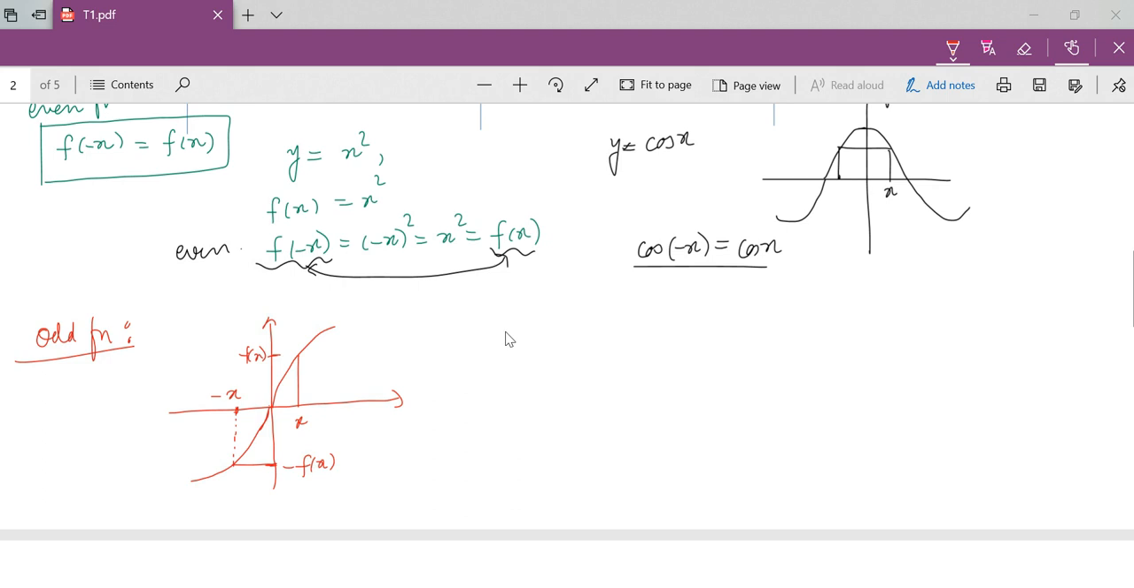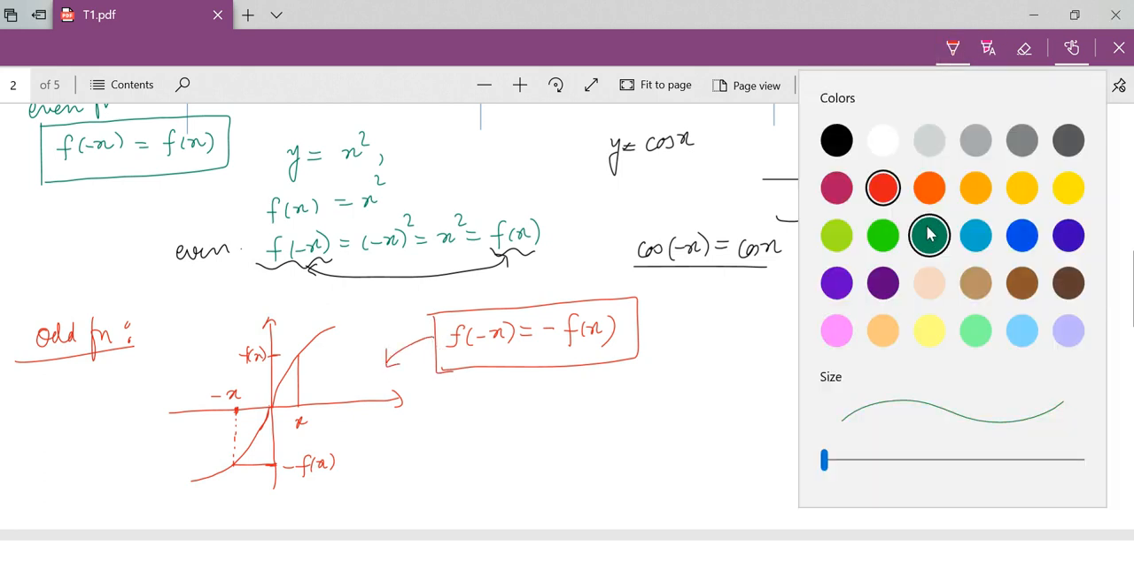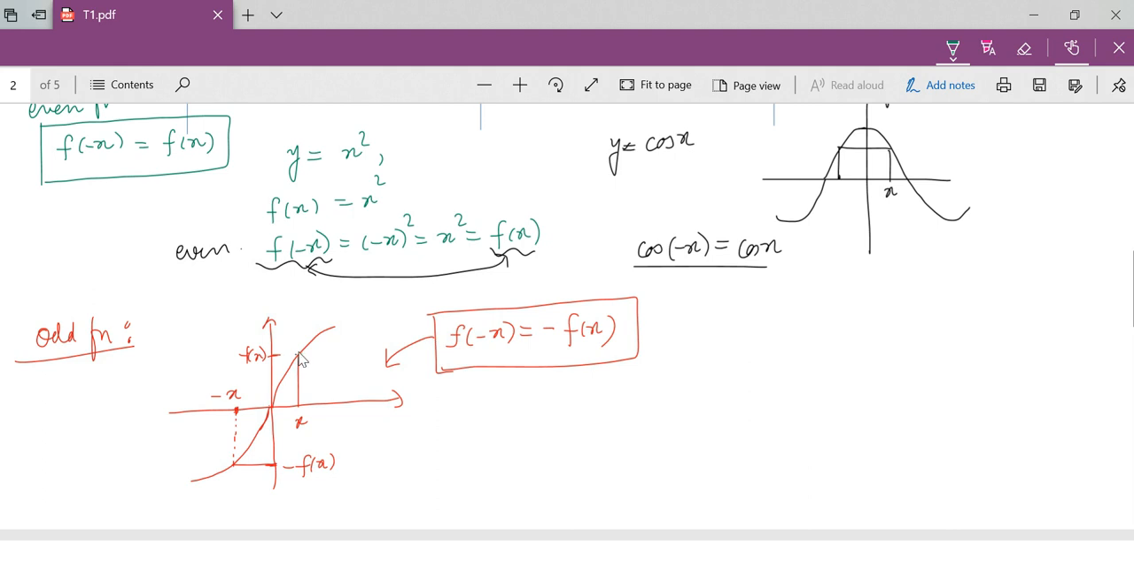And what did you see just now? You saw that f of minus x is nothing but minus times the function value at x. So this is your mathematical condition to say that the function is odd, which depicts that it is symmetric around the origin.